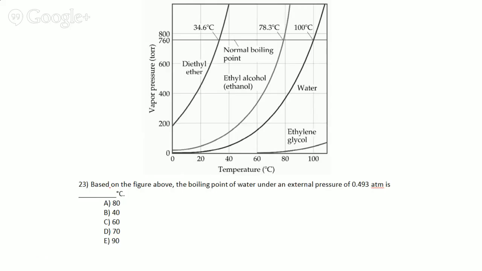And then I think there's one more. 23, based on the figure above, the boiling point of water under an external pressure. Again, they give us the atmospheres. Convert that to torr because the chart is using torr, and you get 375 torr. So you go 375, that's about here. Let me go over till it hits water. It's about there. You can go down. That's about 80. So that's the boiling point at that pressure.